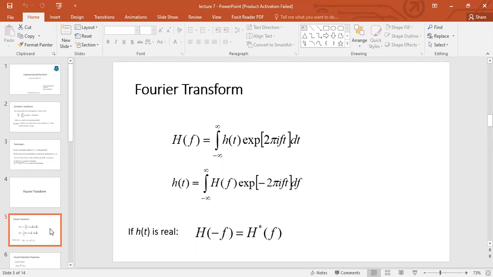So Fourier transform refers to both the frequency domain representation and the mathematical operation that associates the frequency domain representation to a function of time. So here we can see the formula of Fourier transform. And it's the formula of Fourier transform and it's the formula of inverse Fourier transform.